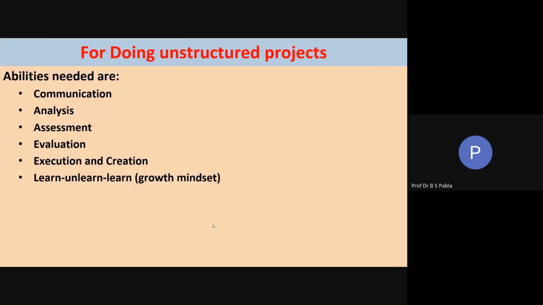What are the abilities needed for unstructured projects? First is the communication: verbal, written, graphical. Analysis abilities, how to analyze this. There are different solutions available, different processes available, how to analyze them. You think of a project, then you say, this is not feasible because I don't have a machine like this, or this material is not available, what I am thinking.